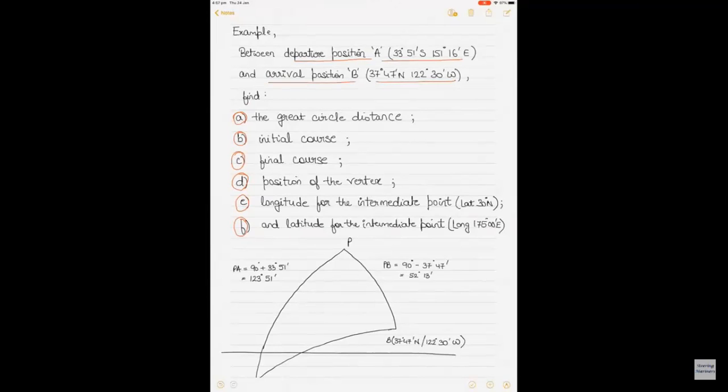A is in the south and B is in the north. We always determine the pole by the body of the higher latitude. B is of higher latitude, so we will take the North Pole. Previously we have also seen that when the southern latitude is higher, we take the southern pole. Now the longitude is very close.